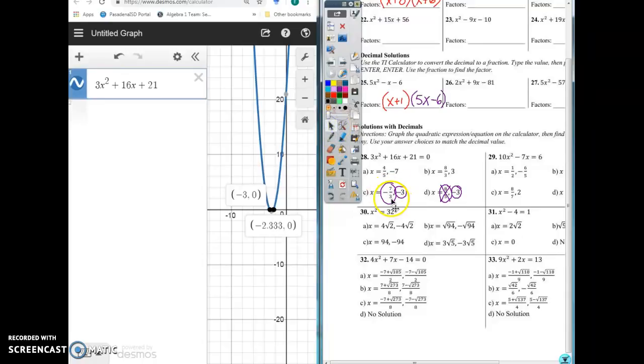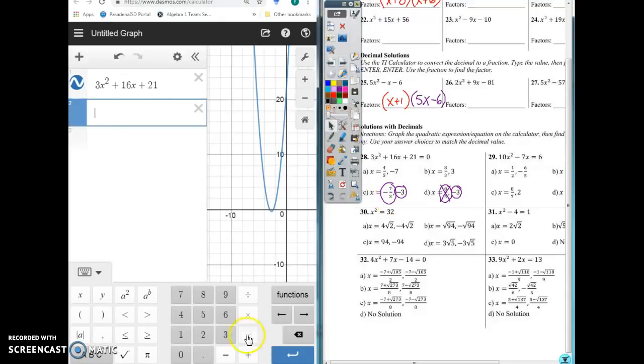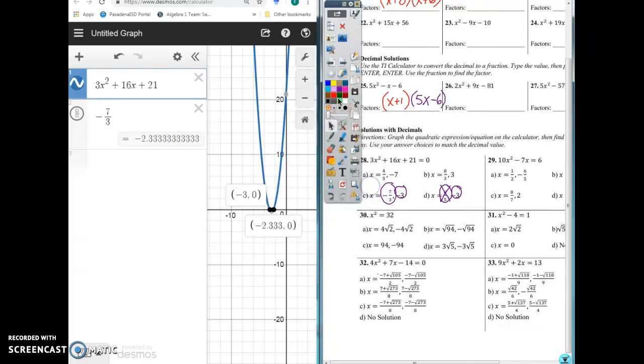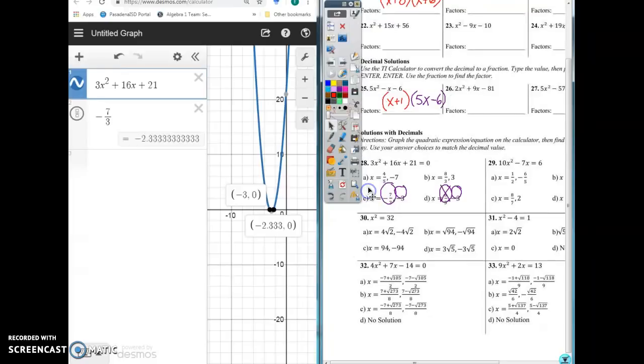Type -7 over 3 over here. -7 divided by 3. And it has to give you the same thing that this one right here gave you. Okay, -2.33. So that's the answer. So really, you're just matching which one works. Okay. Same thing with these down here.